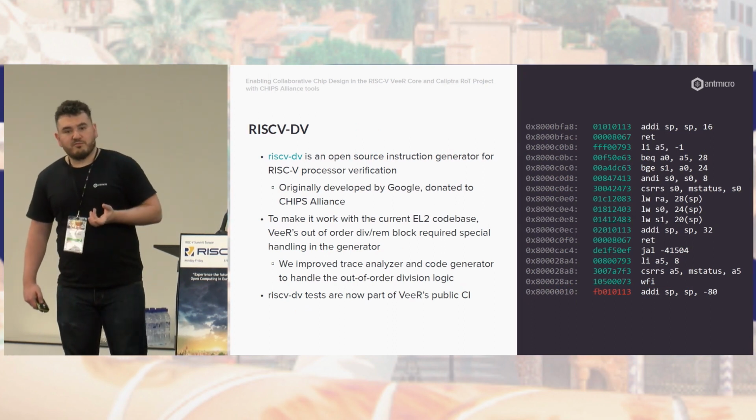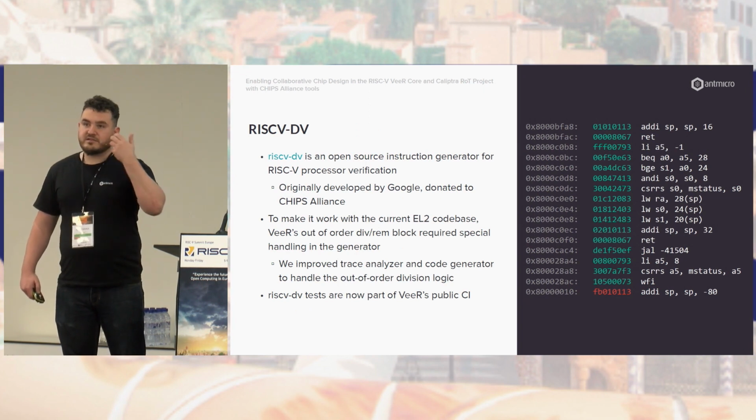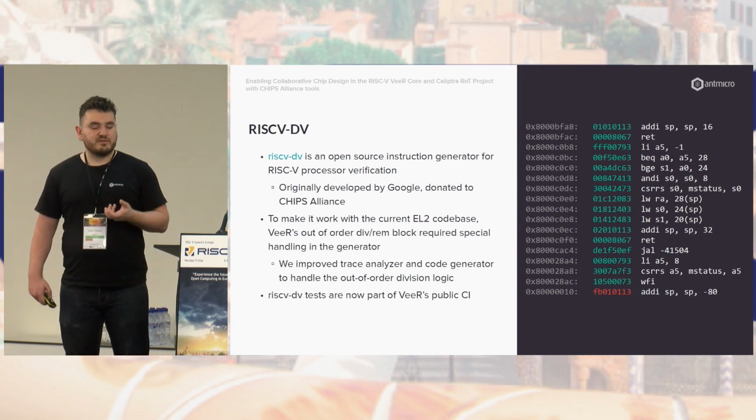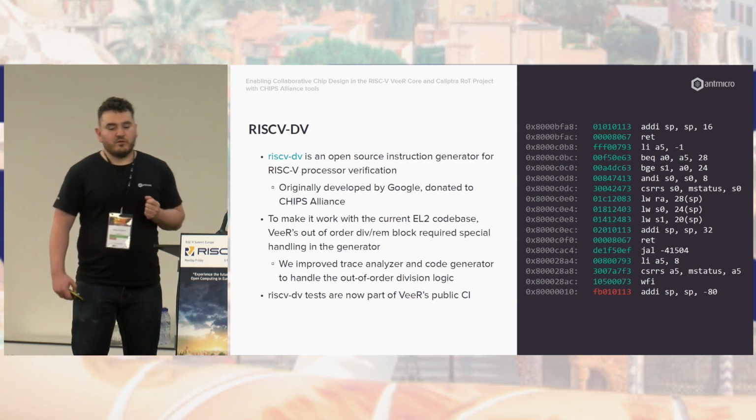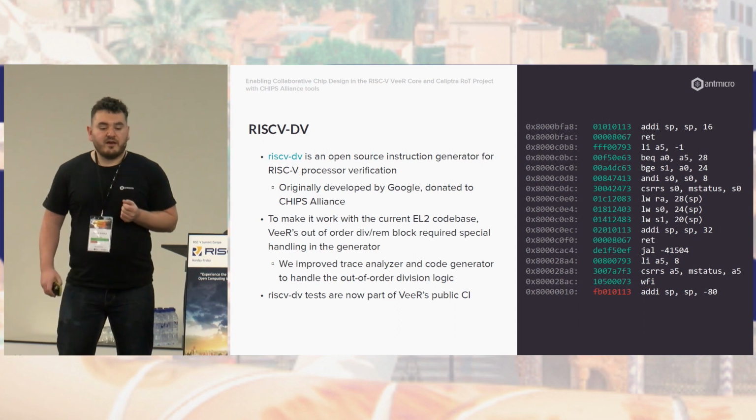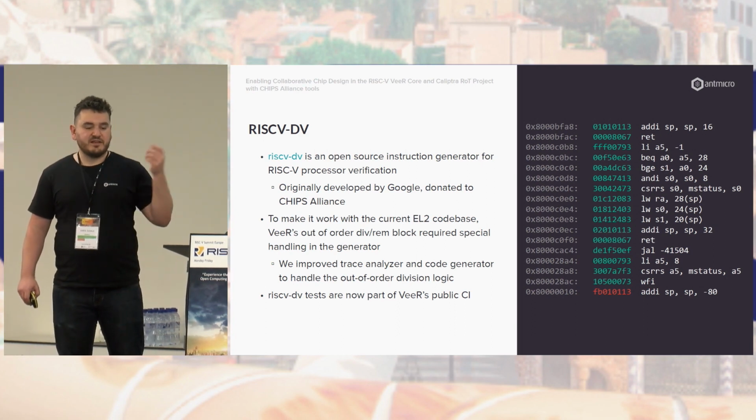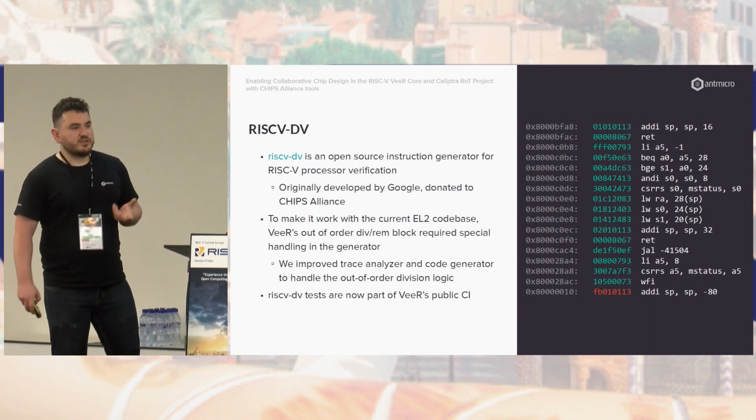But there are also more complex frameworks like RISC-V DV, allowing you to run simulation verification against the RISC-V specification and check if your core is actually compliant with that. This is also a project done by Google and donated later to CHIPS Alliance. We integrated this with VeeR.